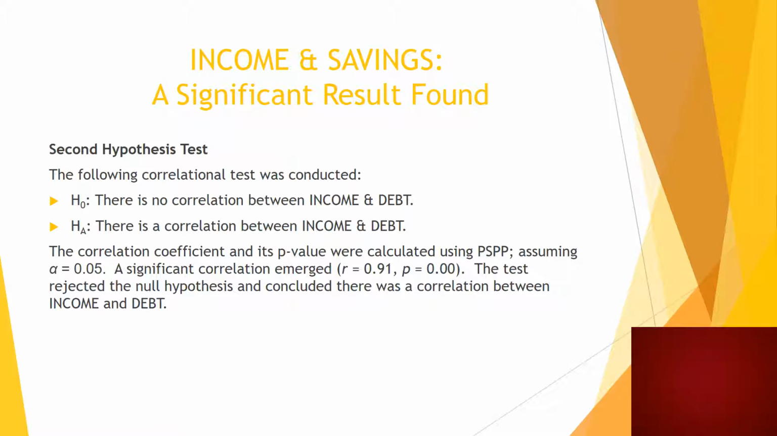The correlation coefficient and its p-value, again, calculated using PSPP and assuming an alpha level of 0.05. We did find a significant correlation with the R value of 0.91 and a p-value of 0. The test rejected the null hypothesis, and we concluded there was a correlation between income and debt.